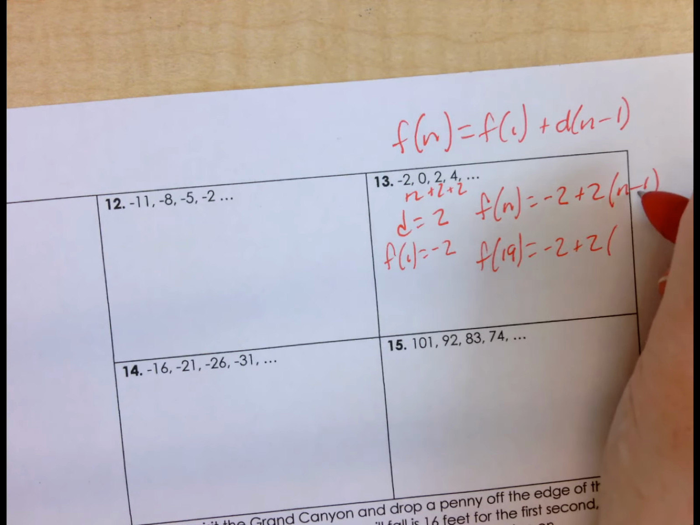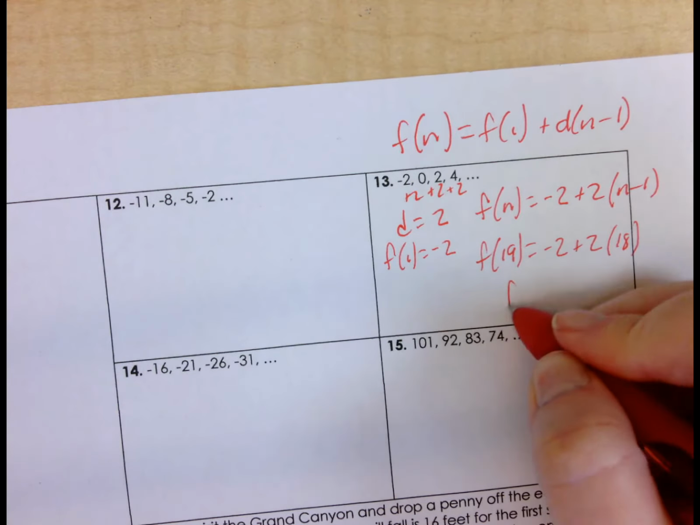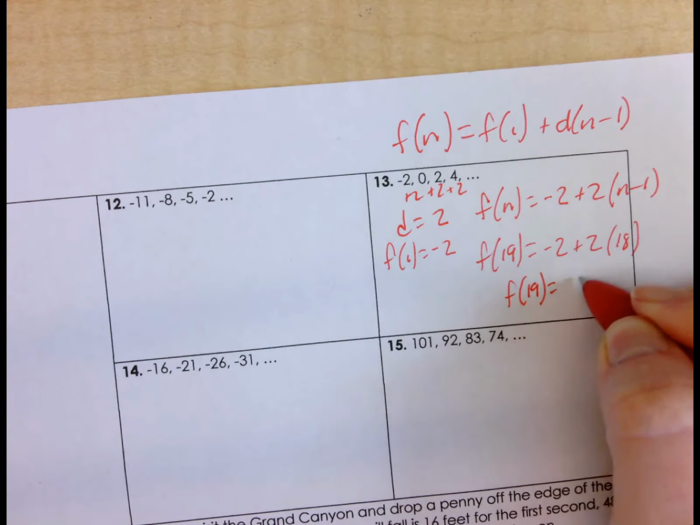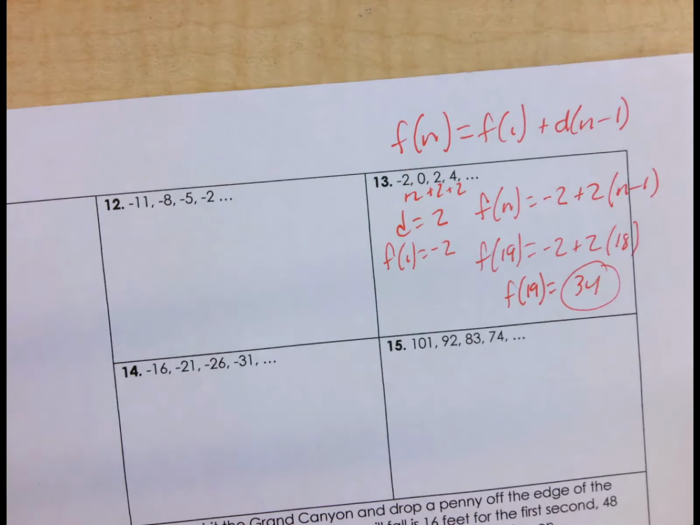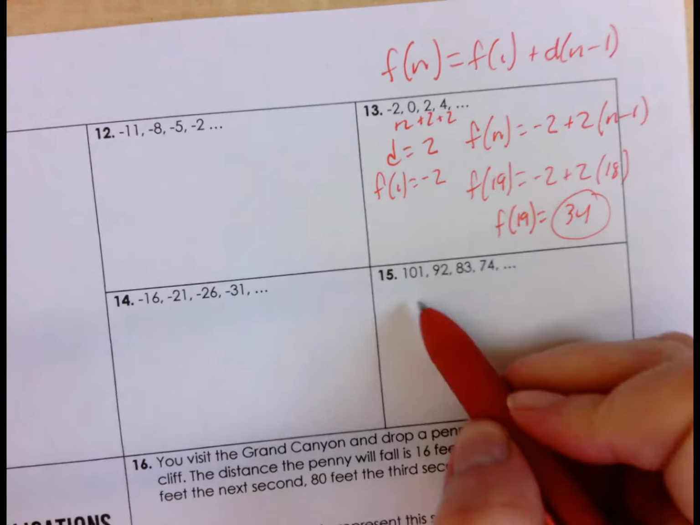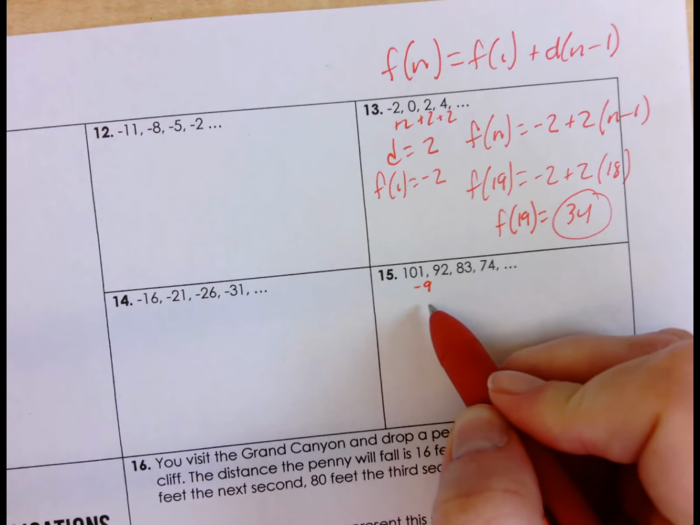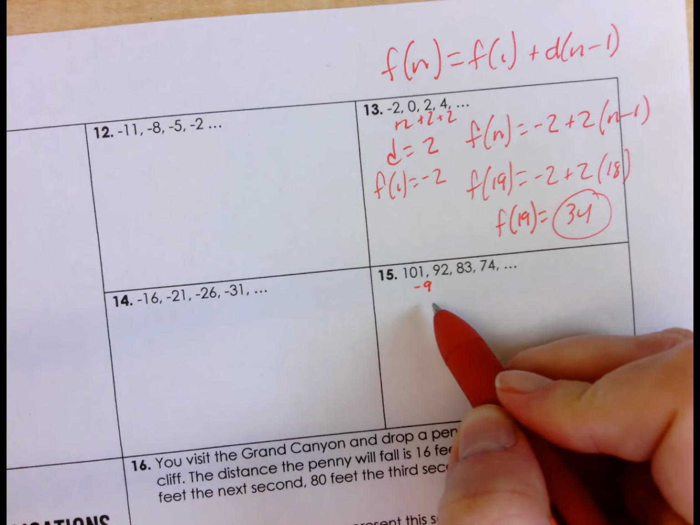So instead of 19, 19 minus 1 is 18, so now I'm going to plug that into the calculator. So first thing I do is multiply 2 times 18, and then I am going to add that to negative 2. So our value for 19 is going to be 34. Okay? And then we move on down here, and we are subtracting, it looks like 9 each time.